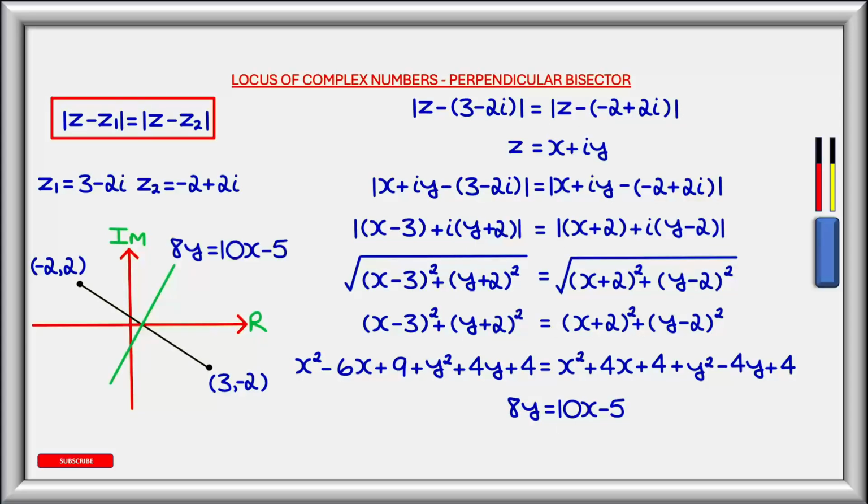And this is represented by the green line on the Argand diagram, which is known as a perpendicular bisector, as each point on the line is equidistant from our complex numbers z1 and z2 in the Argand plane.